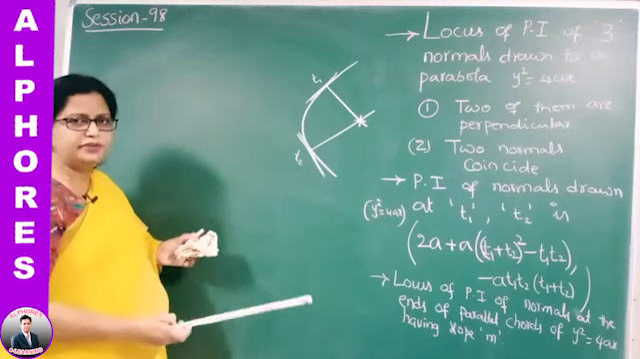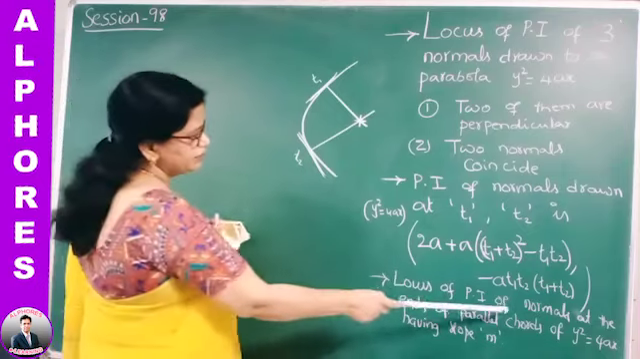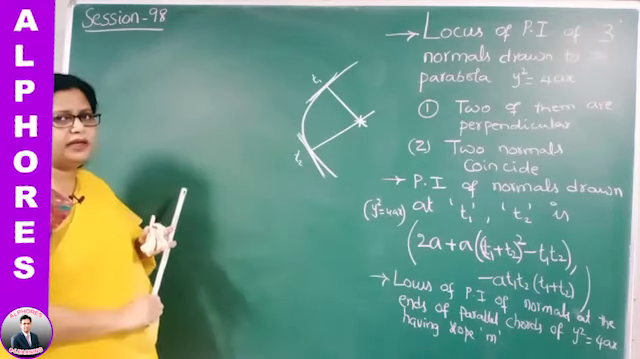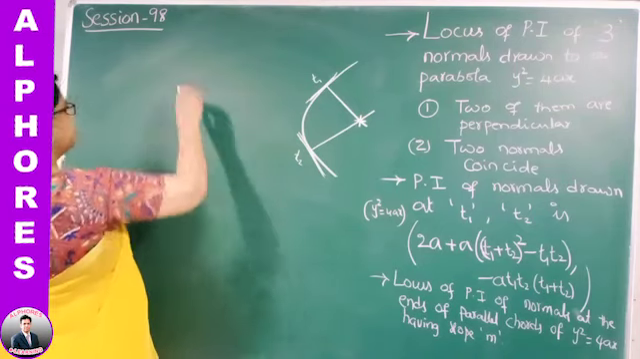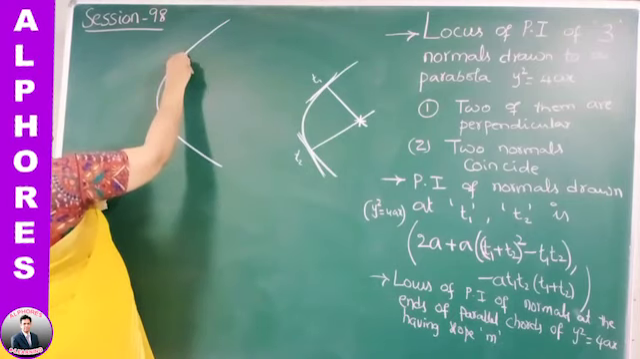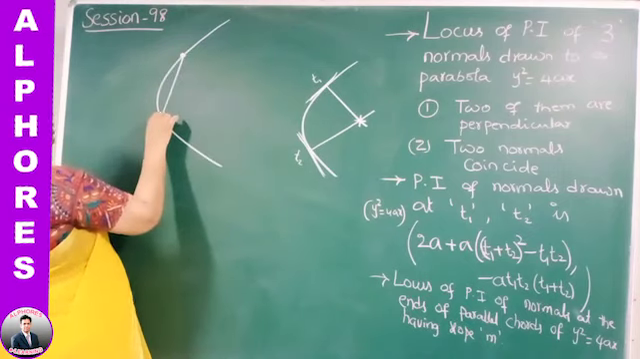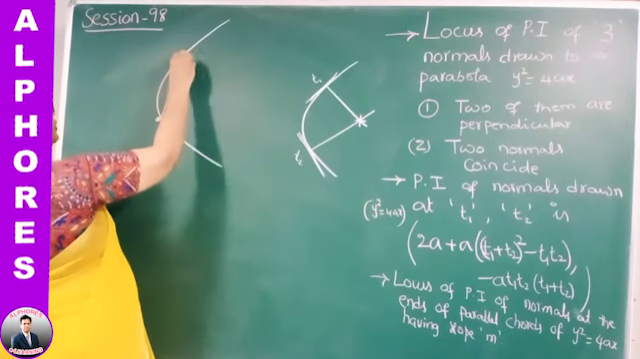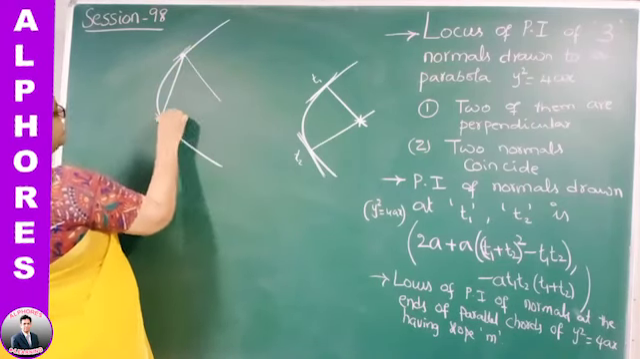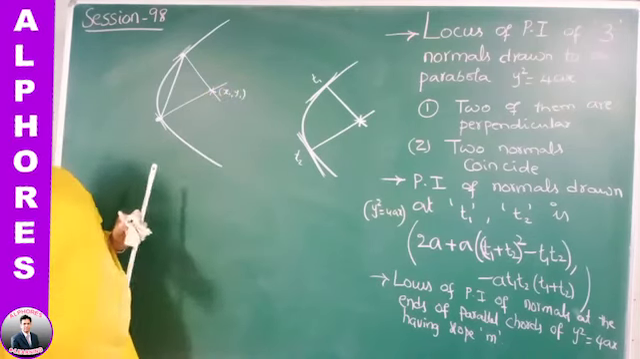Now let's observe, students, the problem: locus of the point of intersection of normals drawn at the ends of parallel chords. Suppose I am taking a parabola. Now this one is a chord, and at these ends you are considering two normals. From here I take a tangent, then this is one normal, and here is another normal. So you get x1 comma y1 as the point of intersection.